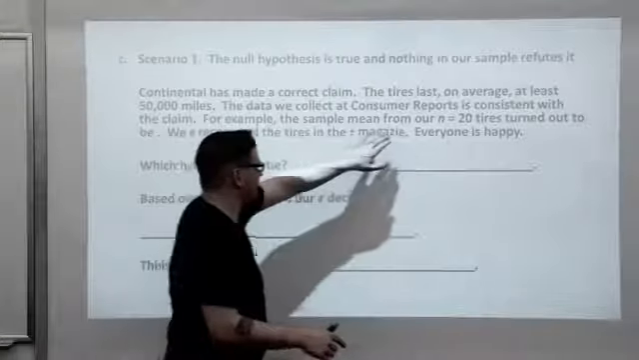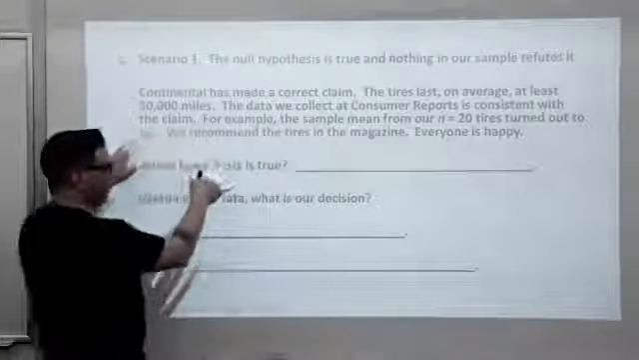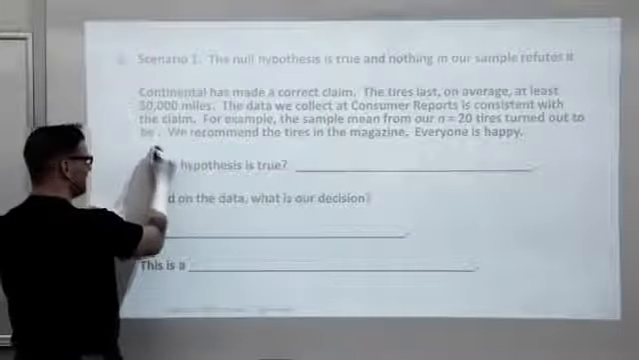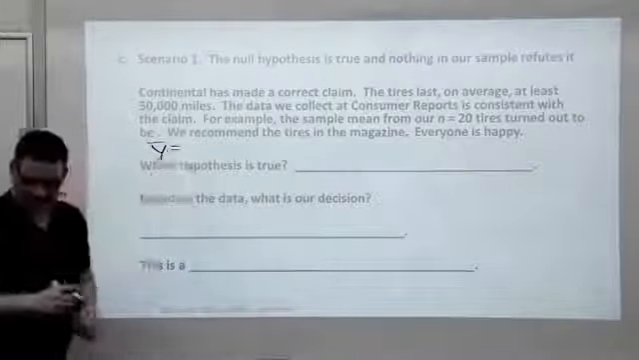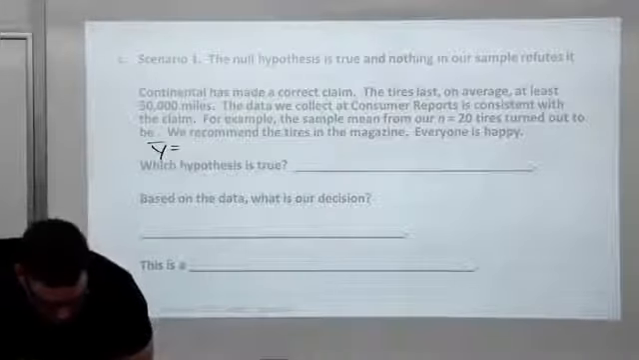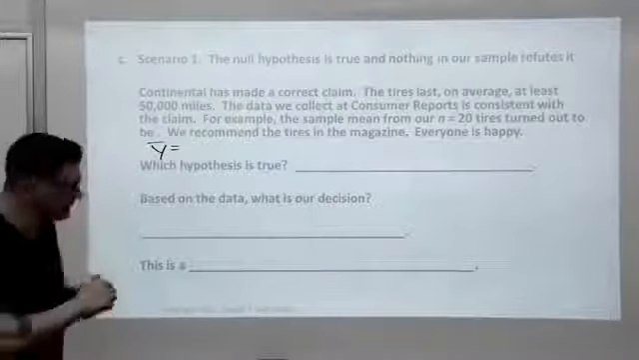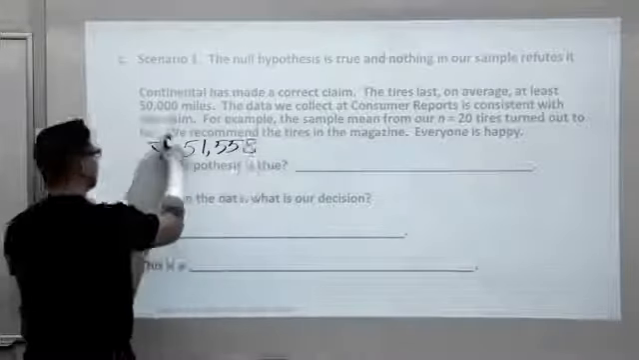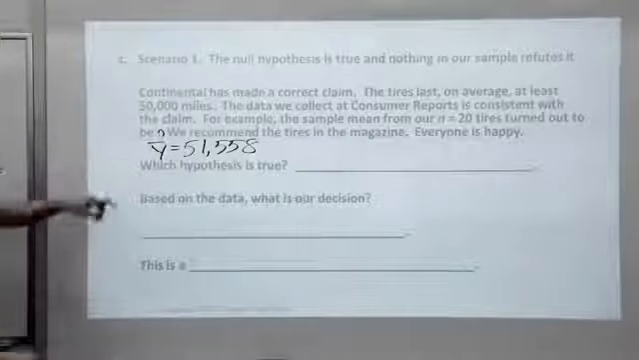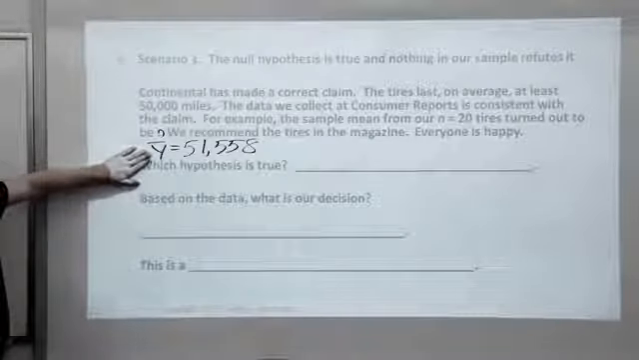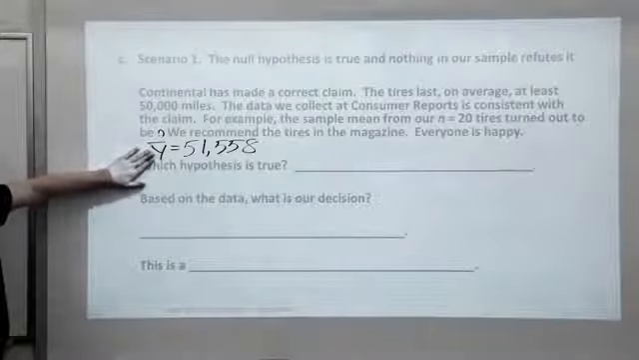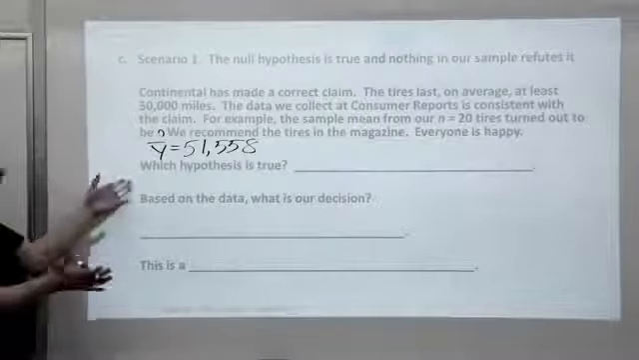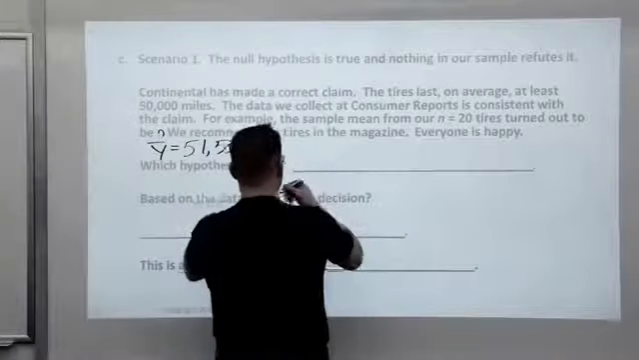For example, we took our sample of 20 and the mean turned out to be, oh, it didn't get copied or pasted in here. Maybe the mean turned out to be, let me see what I got written in the notes because it's in your notes, 51,558. I mean, that's in the notes right there. So we took our sample of 20 tires and the mean turned out to be 51,558. How on earth could we possibly reject the null, right? Which hypothesis is true? The null.